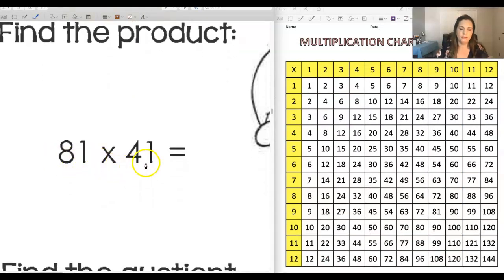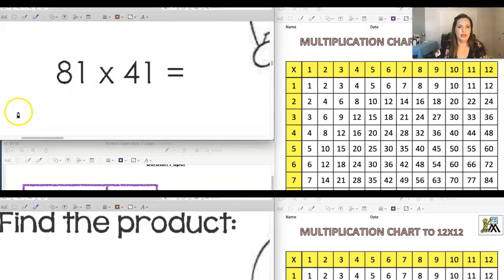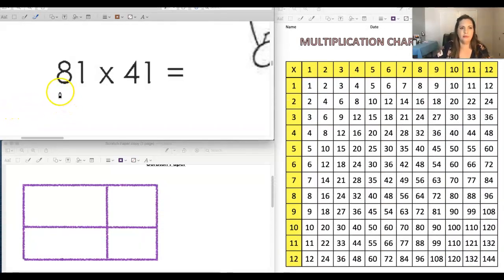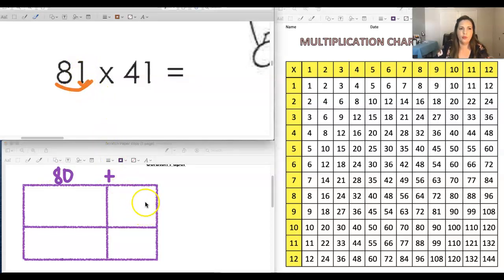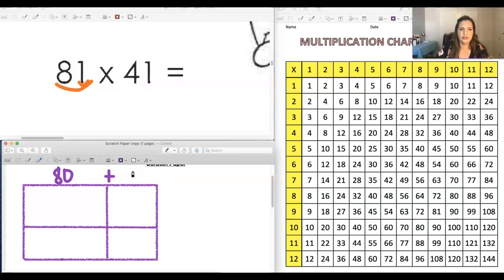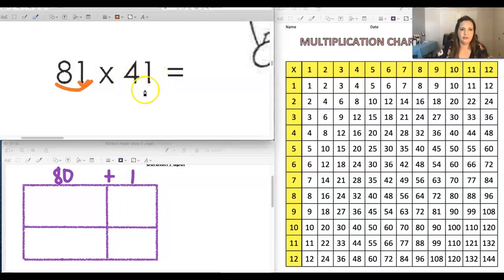Number 3, find the product. 81 times 41. I'm going to use an area model for this, so I'm going to get some scratch paper. Okay, I have my scratch paper and my area model. Remember, I have to stretch these numbers out into expanded form. This 8 really means 8 tens. That means the value is 80. I'm going to add that to this 1. This 1 right here is 1 one. The value is 1.